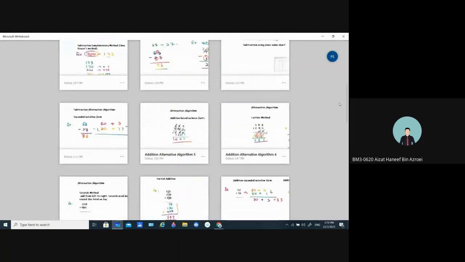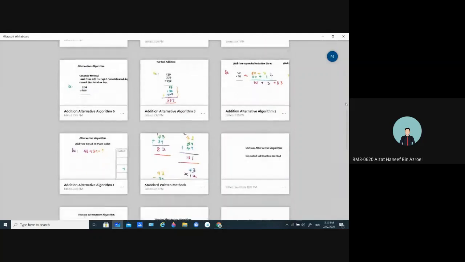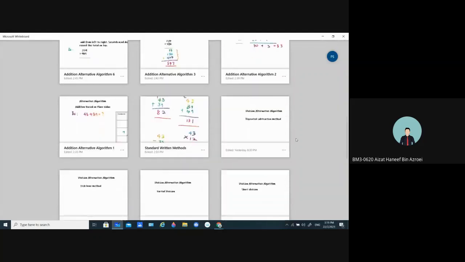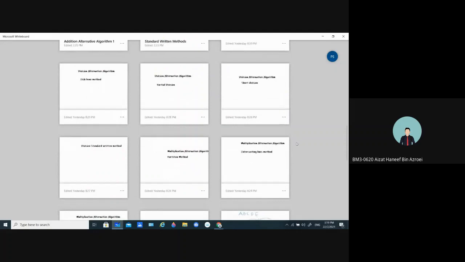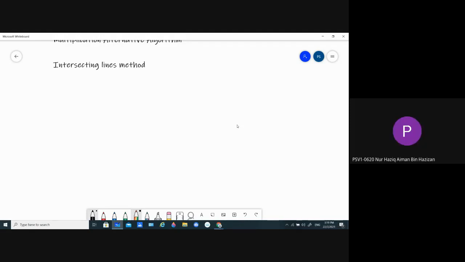Okay, so now we're going to look at the intersecting lines method. So how do we do that? I don't know whether you have seen this method before. Anybody have seen this method before? The Japanese method, madam. The one where we draw lines. Yes. Okay.